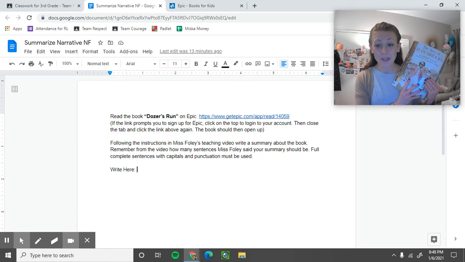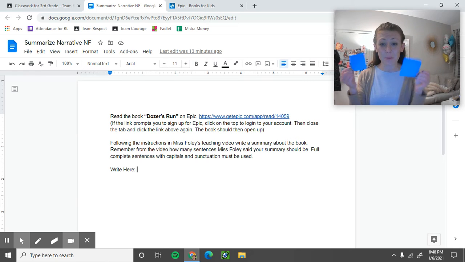So I retold my story, my narrative nonfiction story. I used my jots, my Post-its, to help me tell my summary. And I used my transition words like first, next, then, after that, finally. You are going to do that today with Dozers Run.